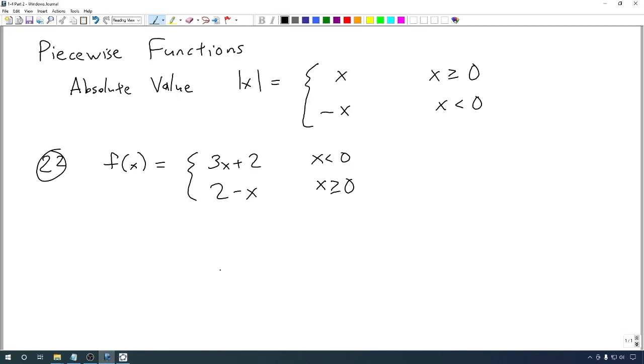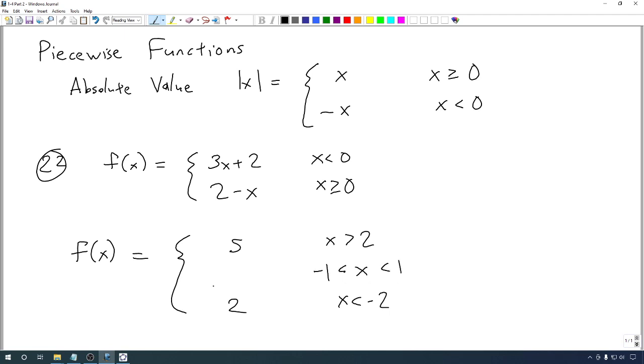And we don't even have to just have two pieces like we have here. Both of these had two pieces and they both changed at 0. Neither one of those necessarily has to be true. We could have something like f of x is, let's say it's 5 when x is bigger than 2. It's 2 when x is less than negative 2. And if x is between, let's say, negative 1 and 1, it's equal to x squared.